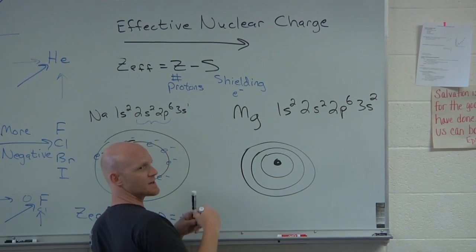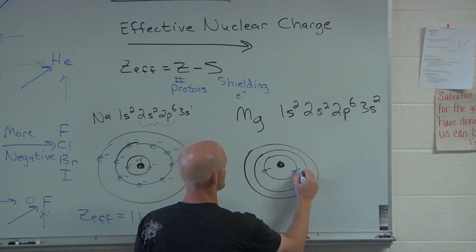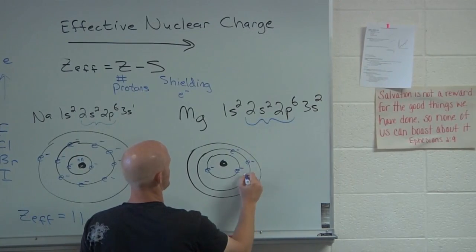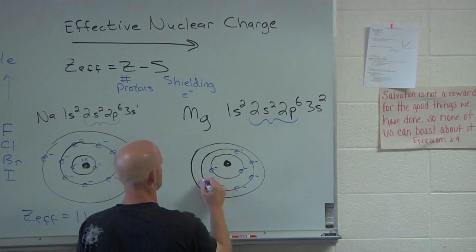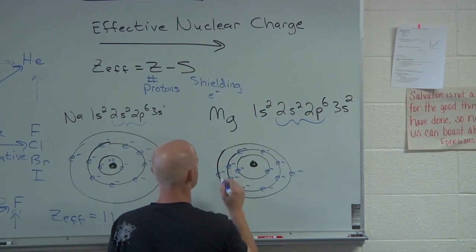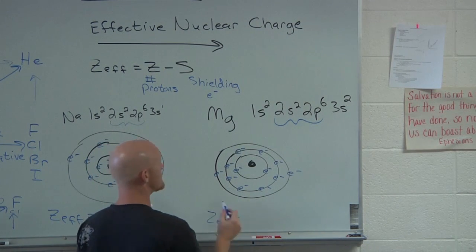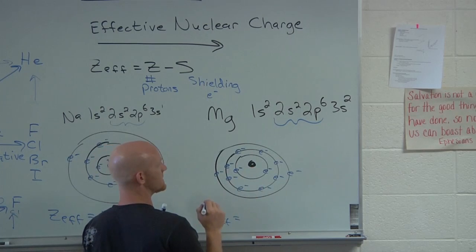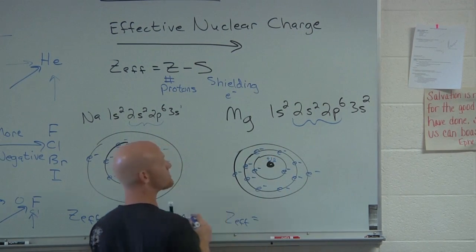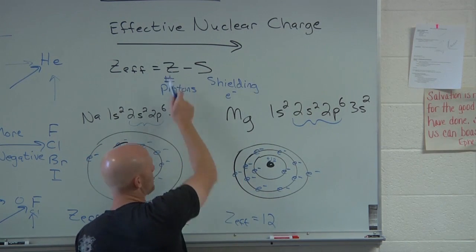How many electrons are in the first shell? Sweet. How many in the second shell? How many? 8. Good. And so if we go to the same calculation for effective nuclear charge, what is the Z on the nucleus? Well, magnesium is atomic number 12. So there are 12 protons in that nucleus, plus 12 charge. And so the Z here is 12.